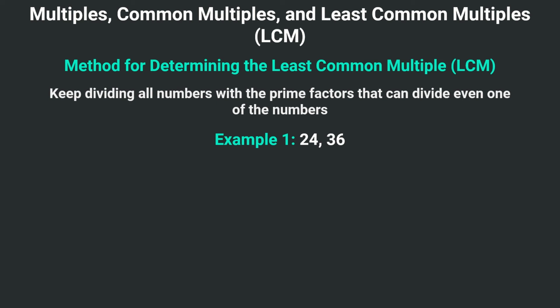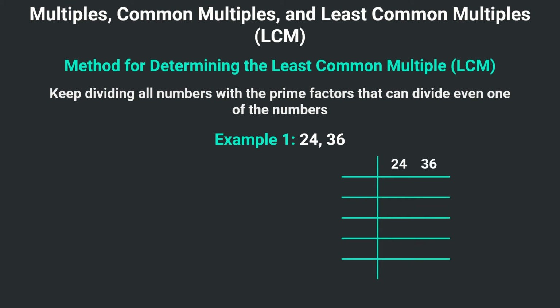According to our instruction, we have to keep dividing both the numbers by the prime factors that can divide even one of these. So 24 and 36, starting from the least prime number, that is 2. Let's check if 24 and 36 are both divisible by 2. Yes, so dividing both by 2, we will get 12 and 18. Now still both are divisible by 2. So dividing by 2, we will get 6 and 9.